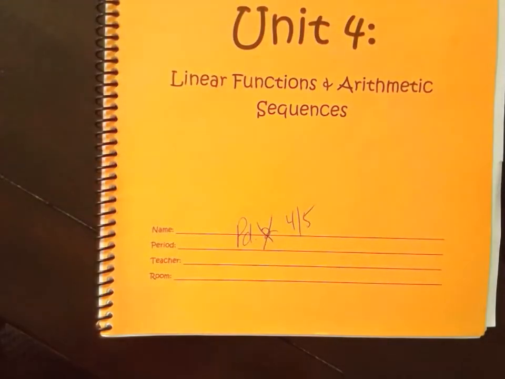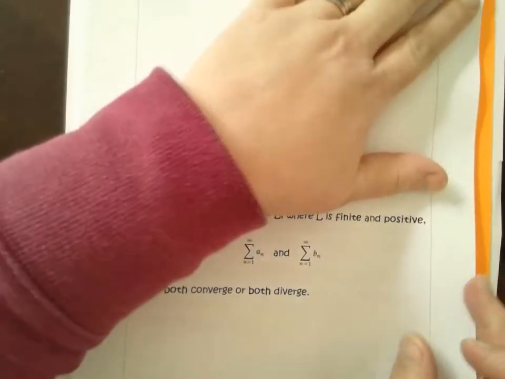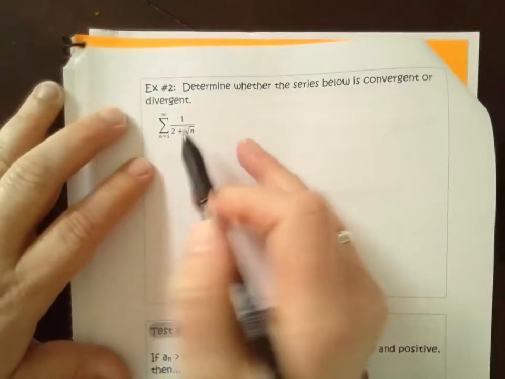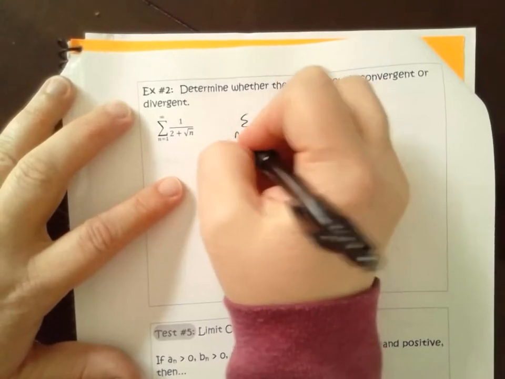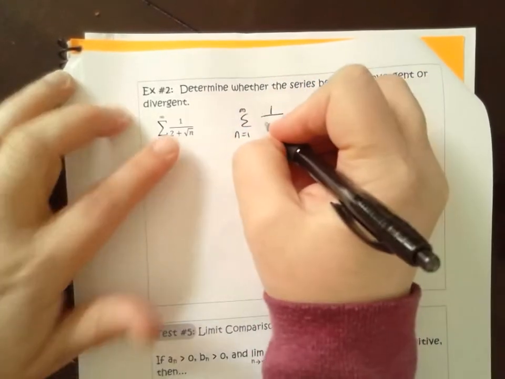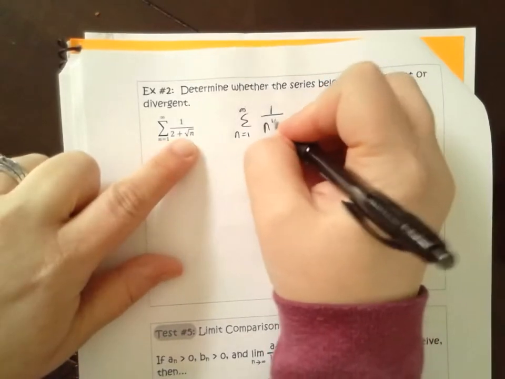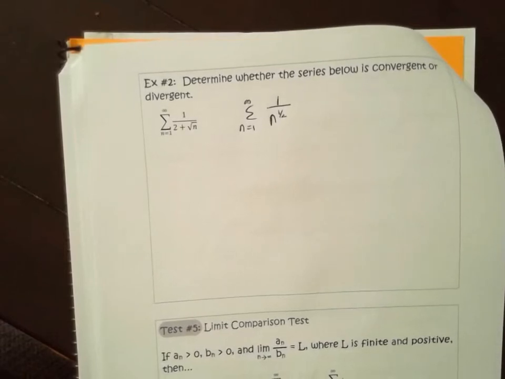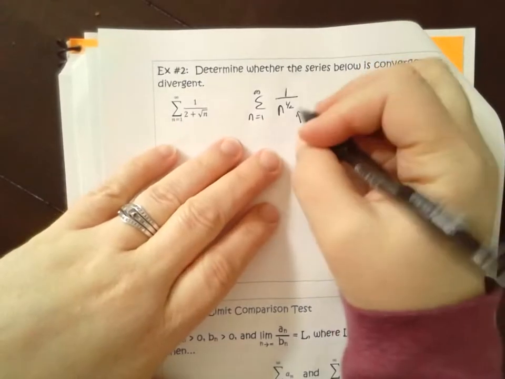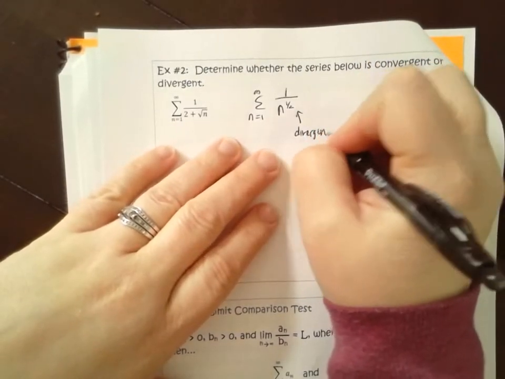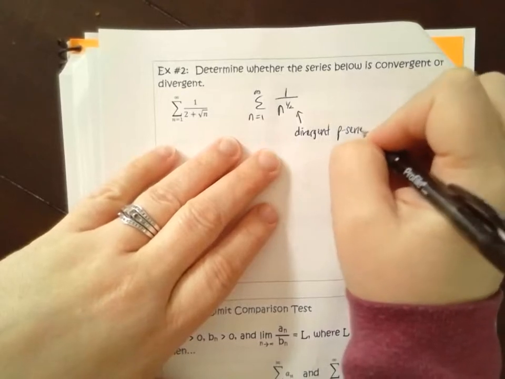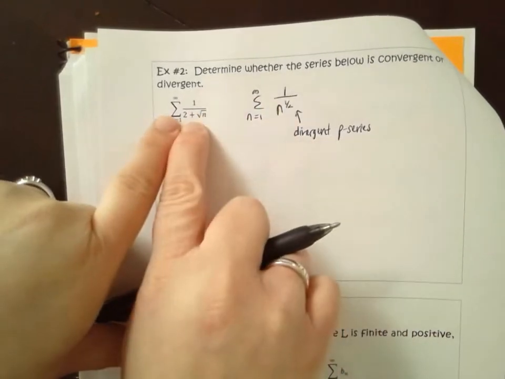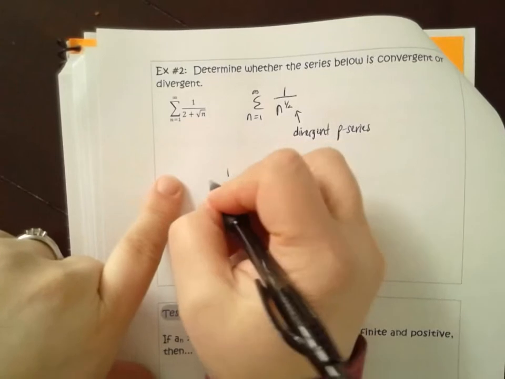Best way to pick the series you're comparing to is basically look at the parent function of the original. So the parent function of this would be like taking the n and losing the 2. All right, what's 1 over n to the 1/2? Well, that's an exponent that's less than 1 but greater than 0. So this would be a divergent p-series. How do these compare? Larger denominator, smaller fraction.